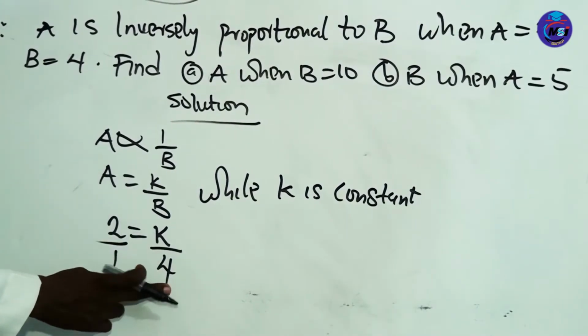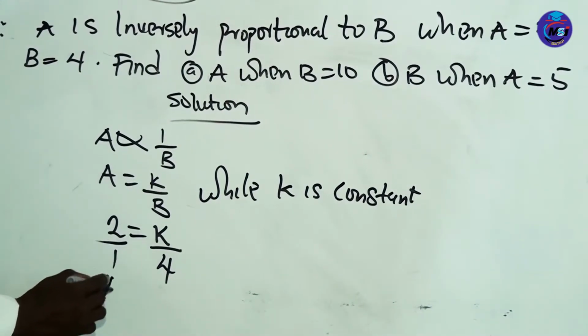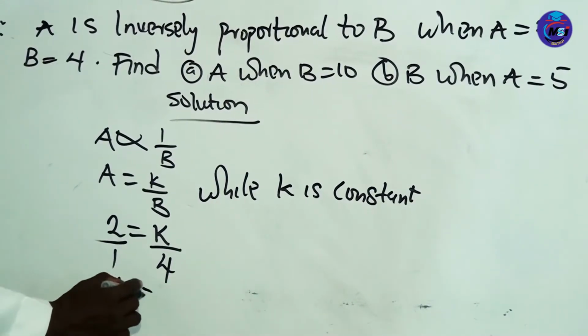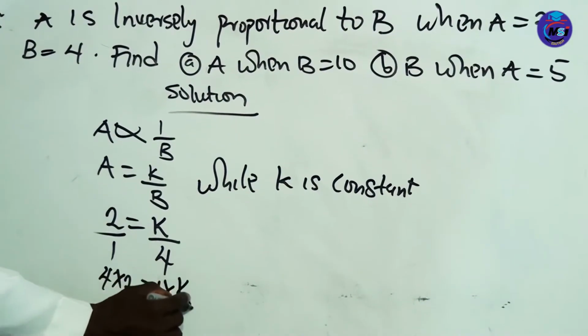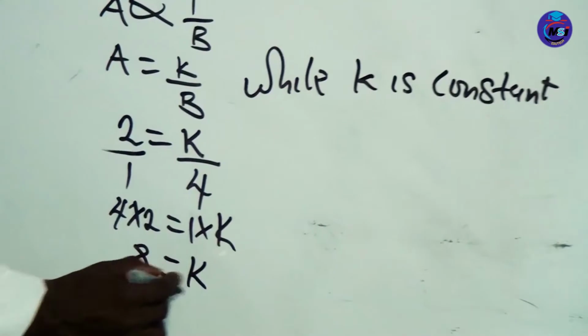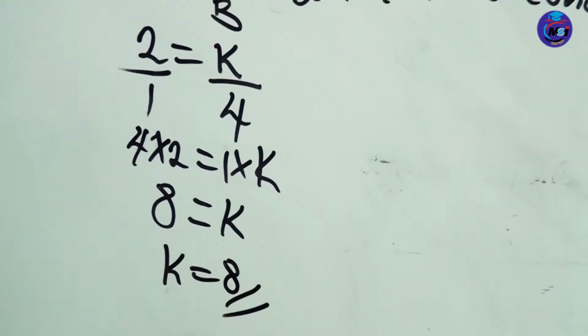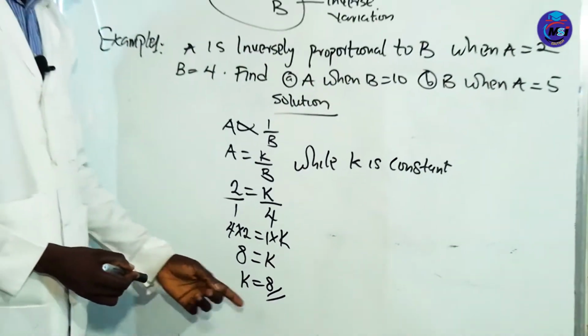Then you cross multiply. When you cross multiply, 4 times 2 equals 1 times K. 4 times 2 will give us 8. 1 times K will give us K. So K will give us 8. So the value of K is 8.